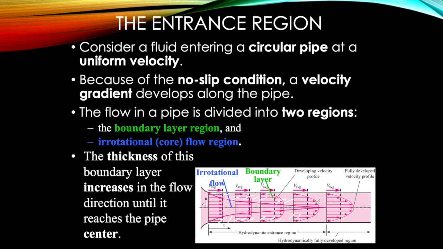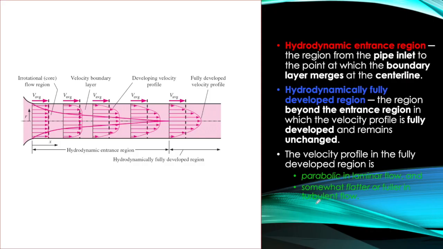And then this is what I told you before. The thickness of this boundary layer increases in the flow direction until it reaches the pipe center. So for the hydrodynamic entrance region, we have two regions here. We have the hydrodynamic entrance region and the hydrodynamically fully developed region. The hydrodynamic entrance region is the region from the pipe inlet to the point at which the boundary layers merge at the center line.